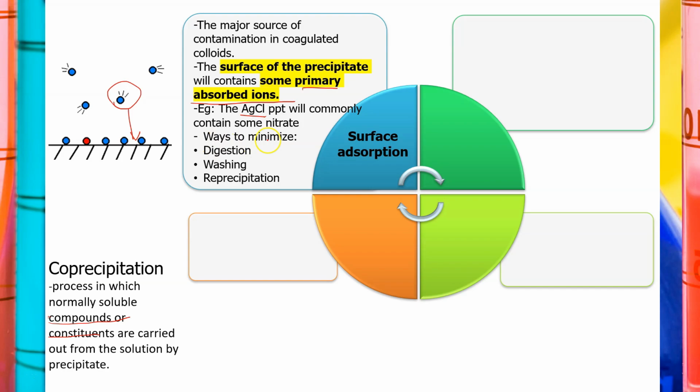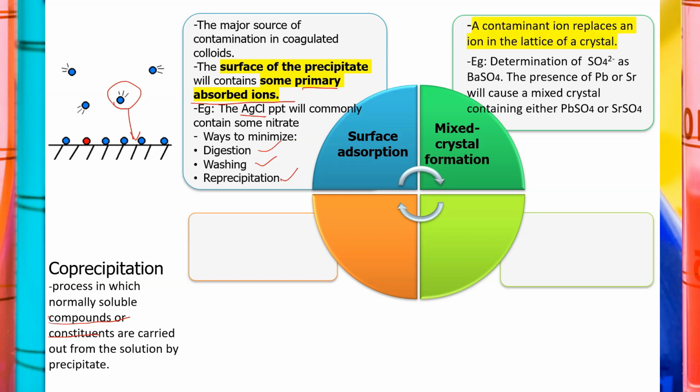These are the ways to minimize surface adsorption. The first one is the digestion process, the second one is the washing process, and the third one is the reprecipitation process. We move to the second type of co-precipitation process, which is mixed crystal formation.